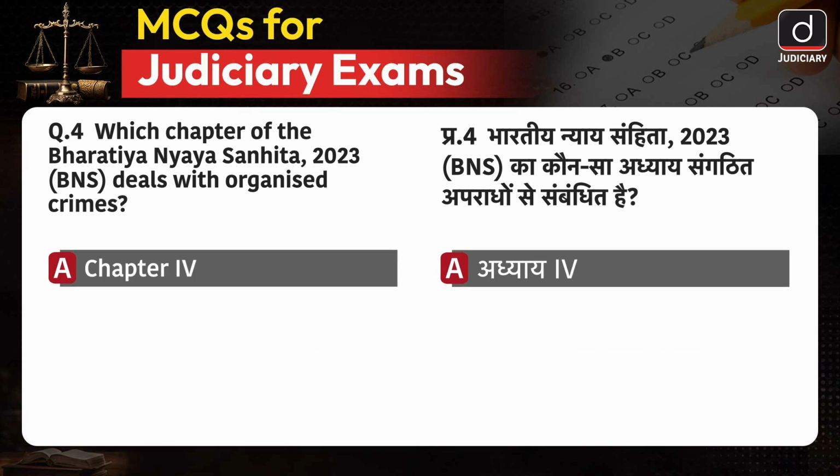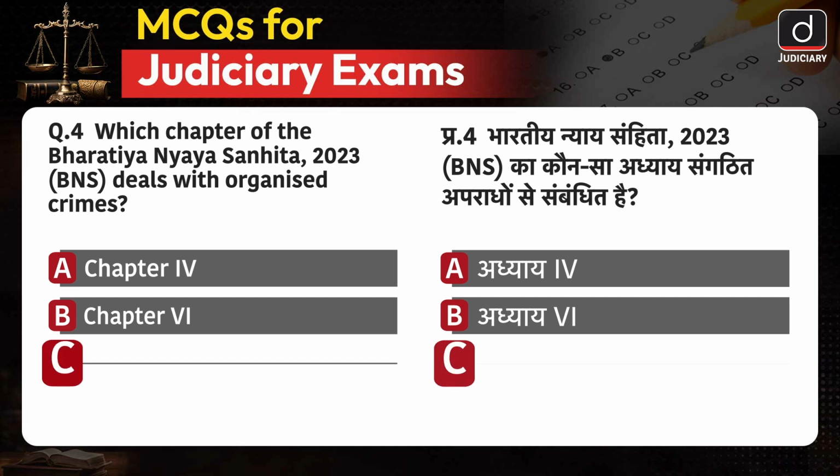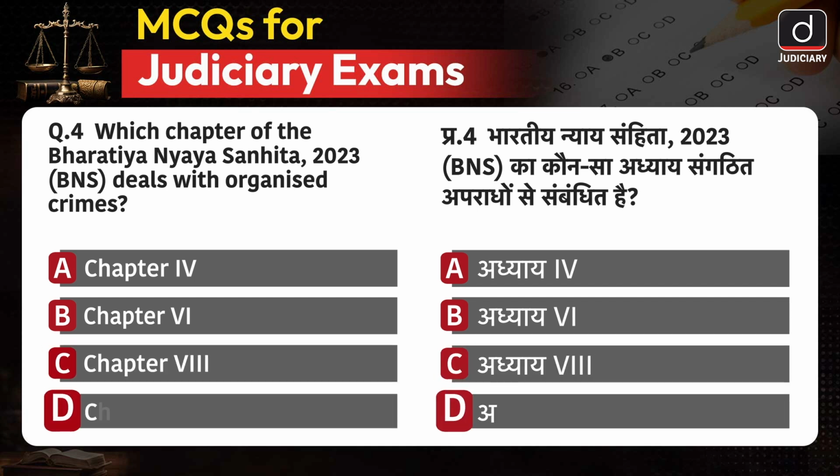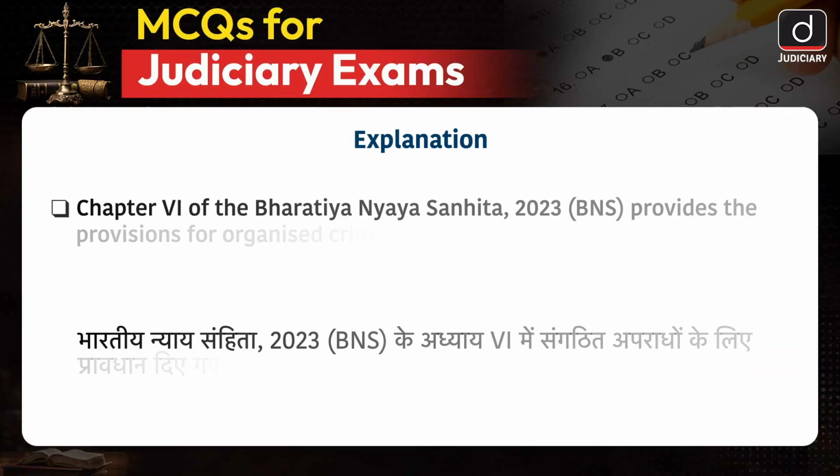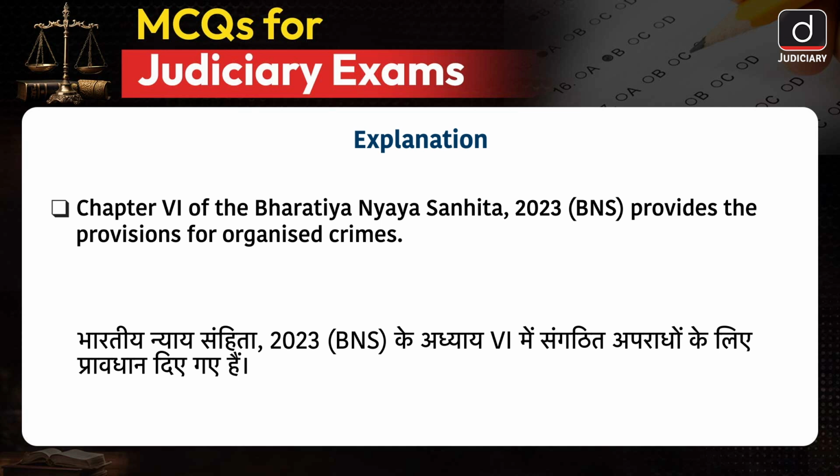Option A, Chapter 4. Option B, Chapter 6. Option C, Chapter 8. Option D, Chapter 9. The correct answer is Option B, Chapter 6. Chapter 6 of the Bharatiya Nyaya Sanhita 2023, or BNS, provides the provisions for organized crimes.